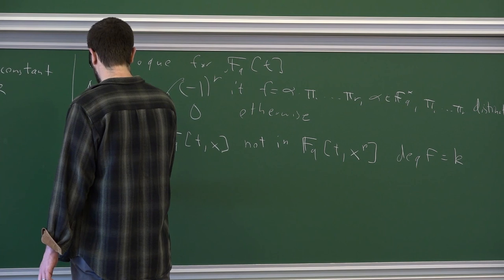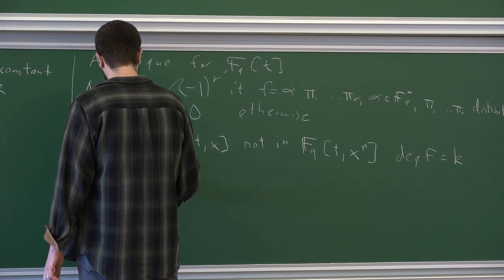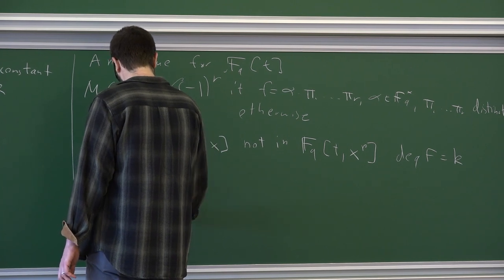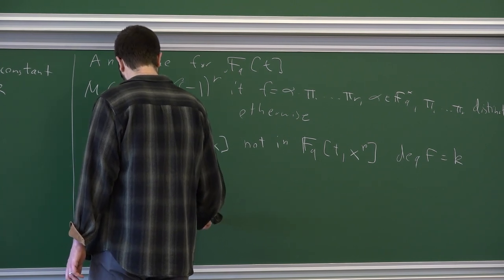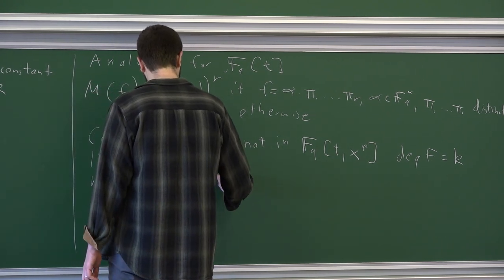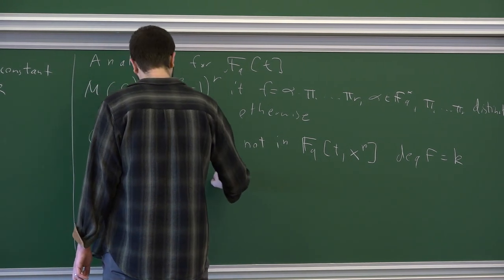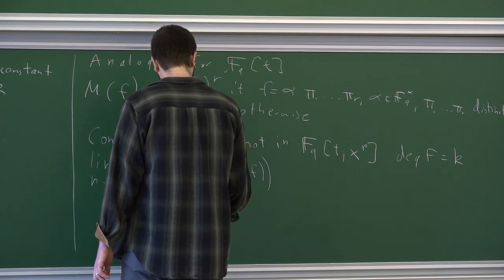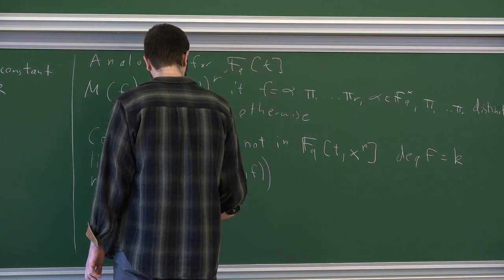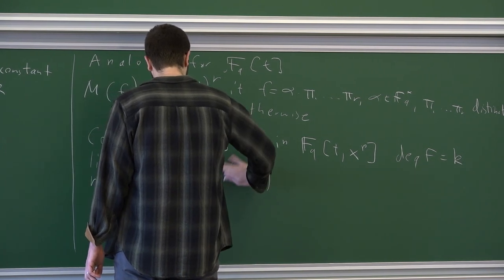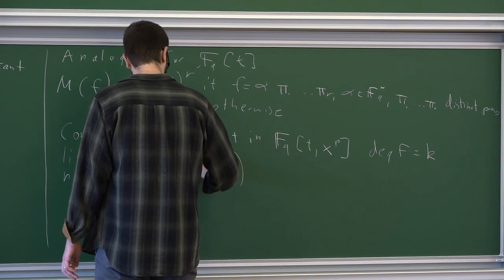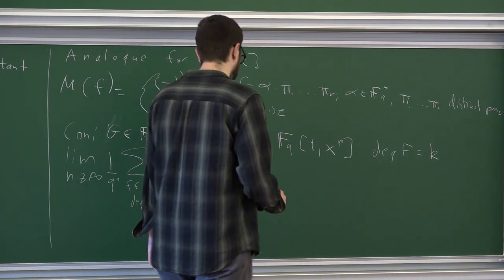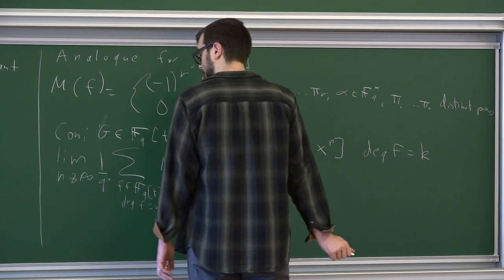So the limit as n goes to infinity of the sum over monic polynomials f of degree n of the Mobius of f of t comma f. Okay, I need my big polynomial g so that I don't have to keep saying f. G of t, f, times 1 over q to the n. The limit should equal 0.